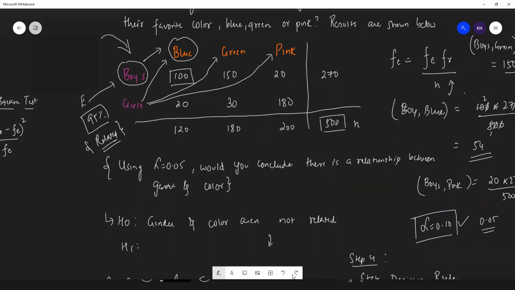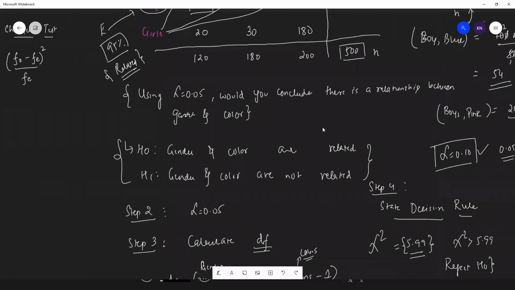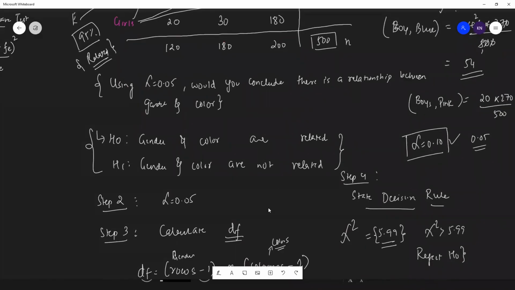Oops, sorry. I think then this will be related, guys. Okay. Sorry, my mistake. Gender and color are not related. Okay. Clear now? Gender and color are related. Gender and color are not related.